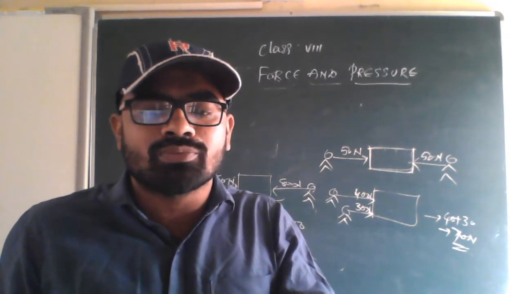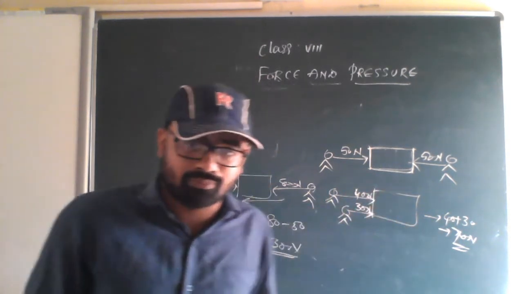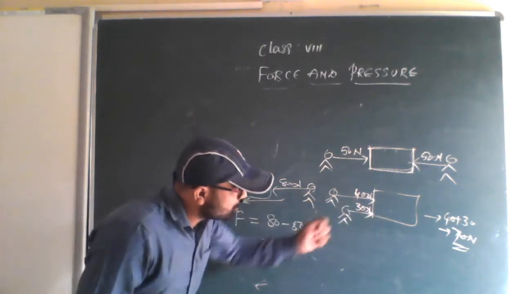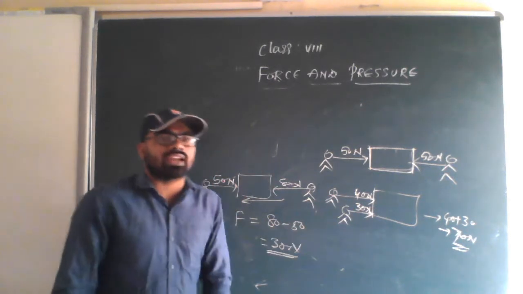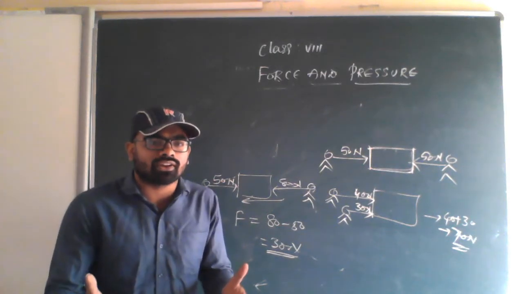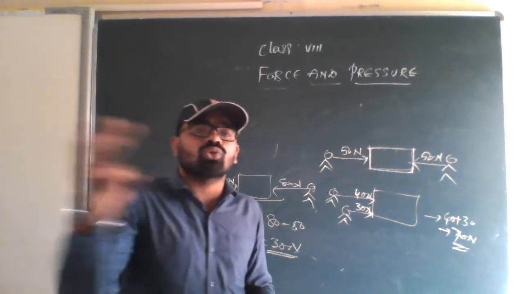Okay. In general, more than one force may be acting on an object. However, the effect on the object is due to the net force acting on it. See, here there are two forces acting. So if there are two forces acting, how will the effect be? The effect is nothing but the total net force.